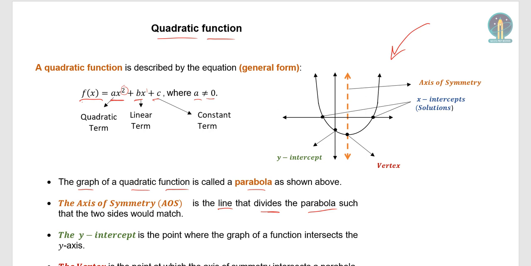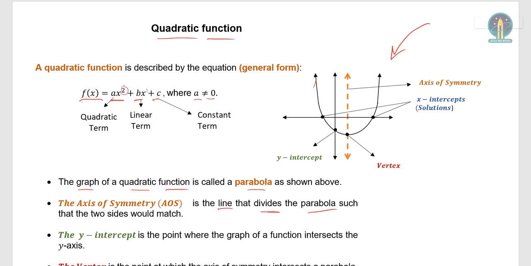In this picture, this is the axis of symmetry. And as you can see, it cuts the parabola curve into two identical parts, right? This is one part, and this is the other part, and these two are mirror images of each other along the axis of symmetry.